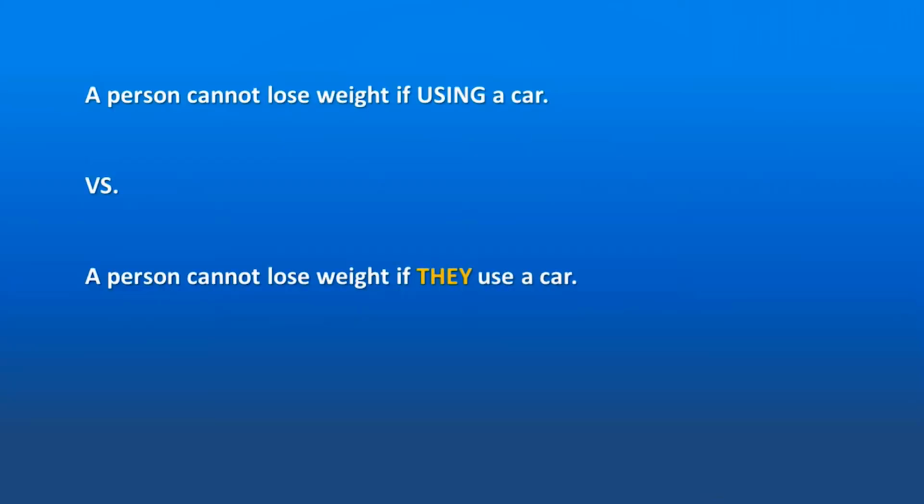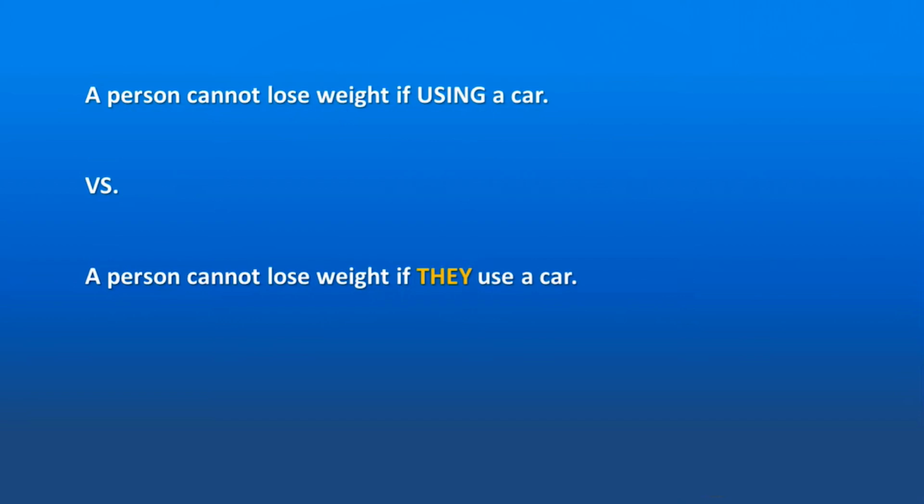So, for example, here we have a problem with pronouns, right? A person cannot lose weight if using a car. That's wrong because that's missing a clause, right? So you want to say a person cannot lose weight if they use a car. Now, a lot of people ask me, right, why you use they instead of he or she? Because the person is singular. In this case, you're allowed to use they. You can use it. That's not a problem because it's an indefinite person, right? But you need to use a pronoun in that case, okay? Or a subject.